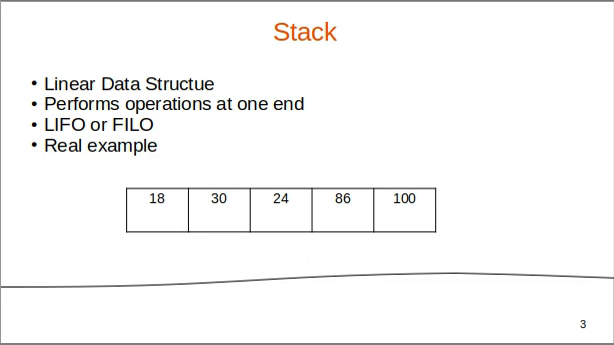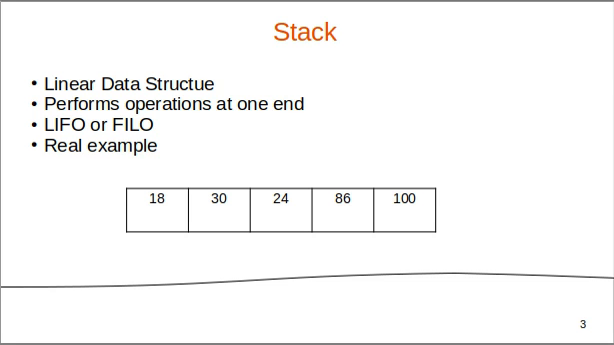Today I will discuss the concept of stack and queue and different types of queue, that is deque and circular queue. Now stack. What is stack? Stack is a linear data structure. It follows particular rules to do the operations on it. The order in which the operations are performed is LIFO, last in first out, or FILO, first in last out.